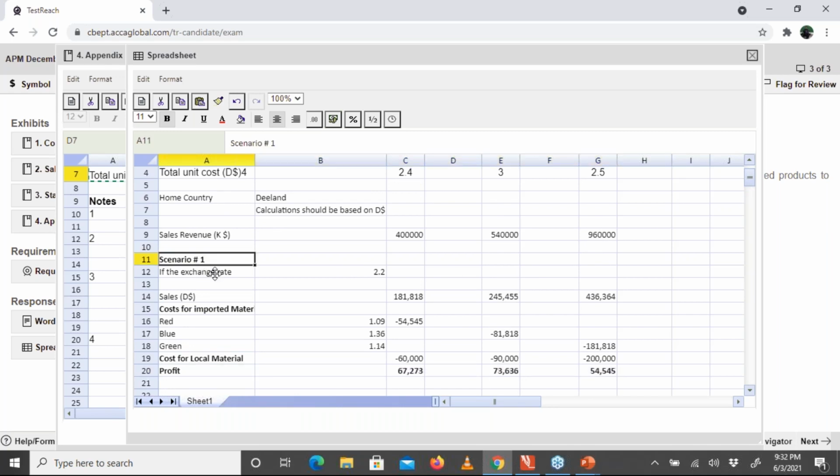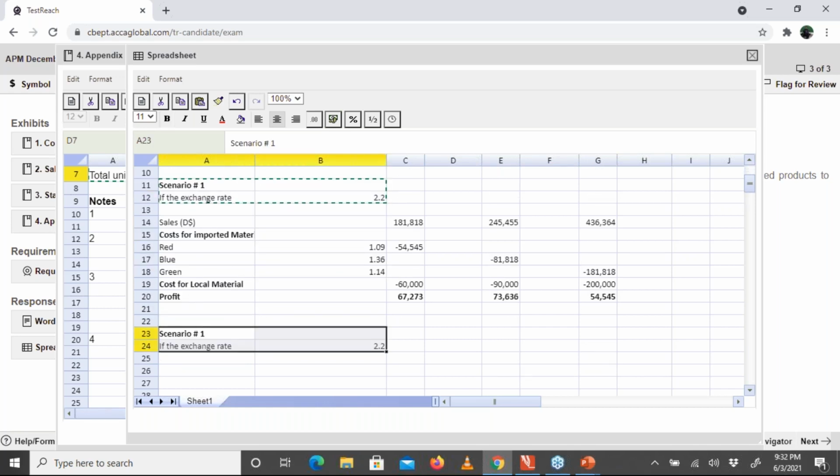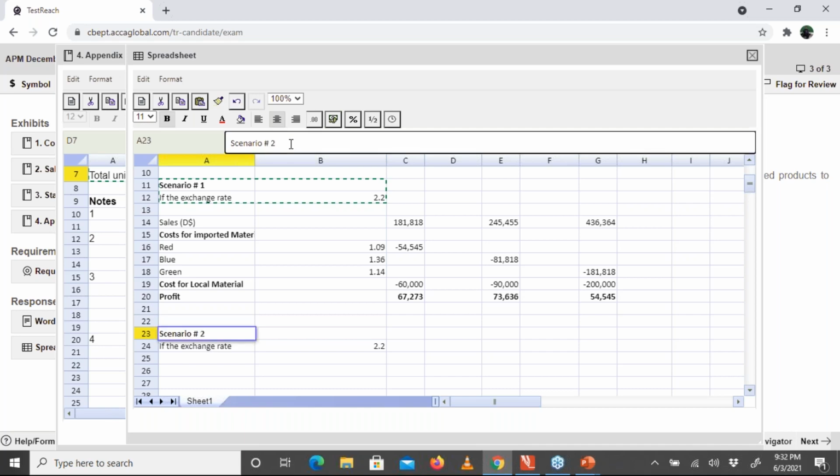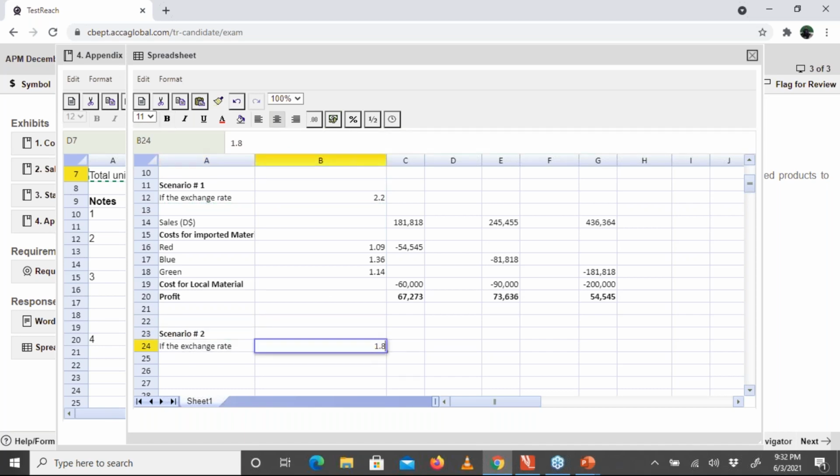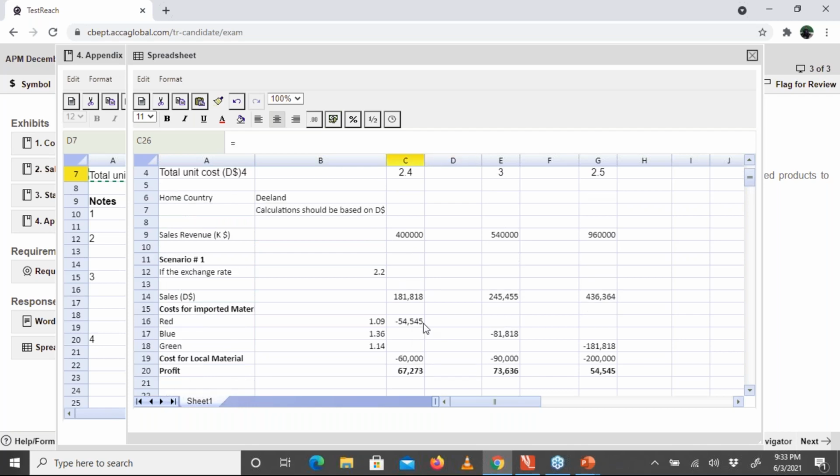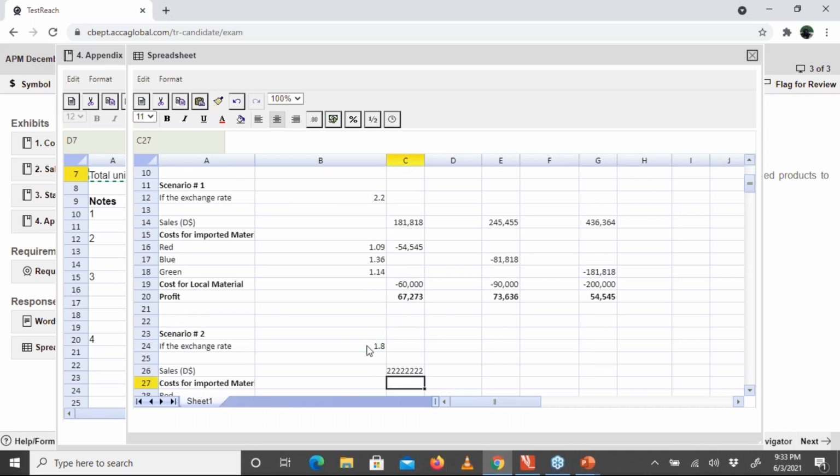Now let's try to calculate the profit in scenario 2, when the exchange rate would become 1.8. So let's see. What I'm going to do is copy the whole of it here. The sales are going to be what? The sales are going to be this sales revenue divided by the exchange rate.